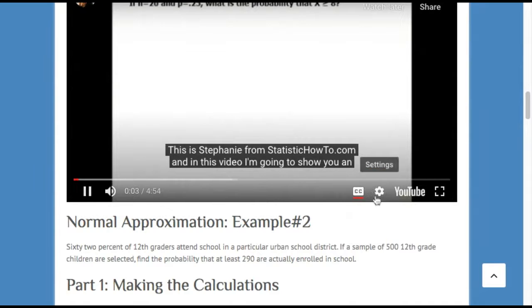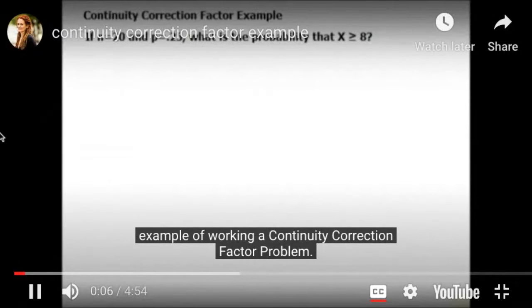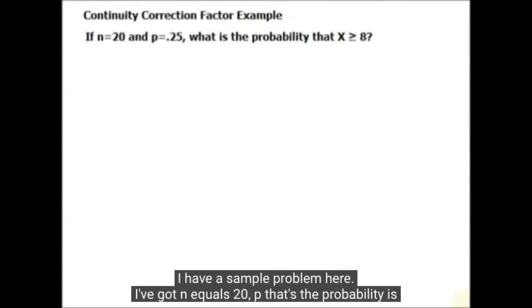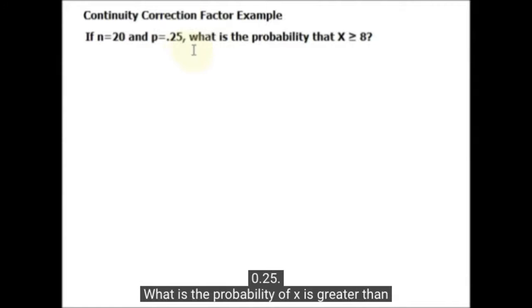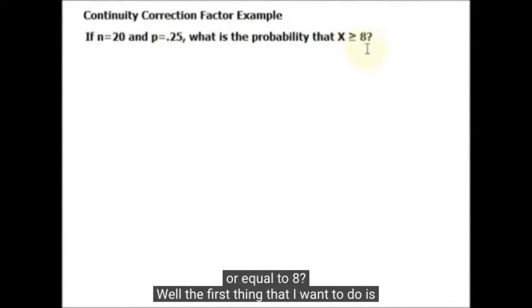STAT1010, and in this video I'm going to show you an example of working a continuity correction factor problem. I have a sample problem here. I've got n equals 20. P, that's the probability, is 0.25. What's the probability x is greater than or equal to 8?